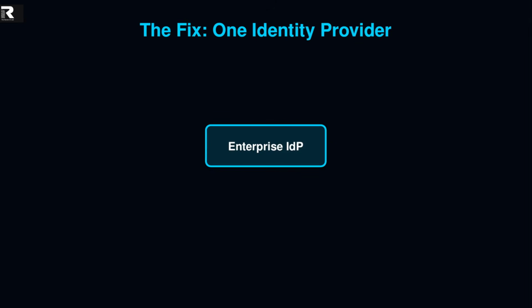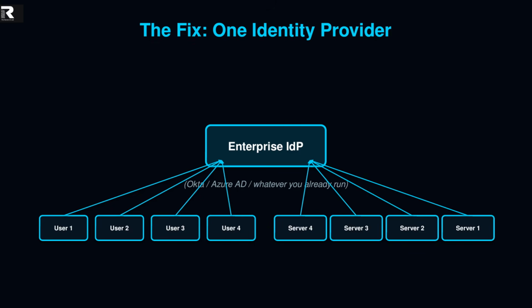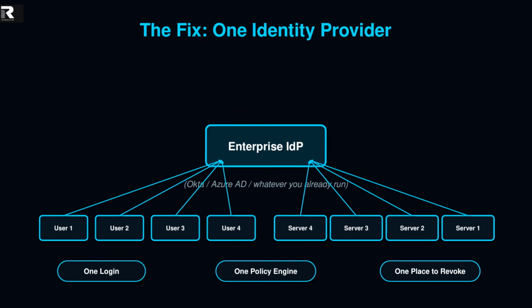Enterprise Managed Authorization introduces one authoritative decision maker, your existing identity provider. Okta, Azure AD, whatever your company already runs for email and Slack. The IDP becomes the single point that decides which MCP servers an employee can reach and under what conditions. One login, one policy engine, one place to revoke.